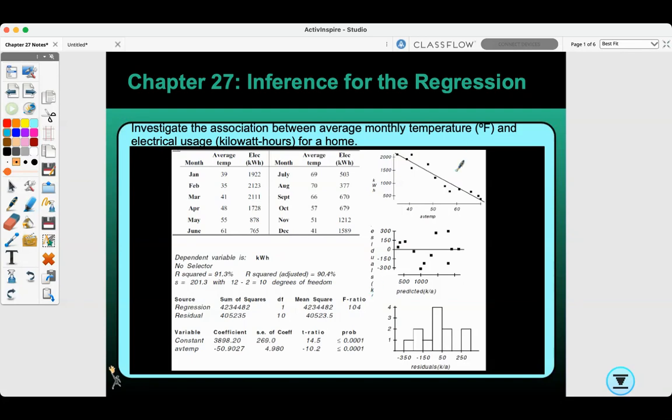Okay, let's first talk about the graphs. This is the graph of the average temp versus kilowatts, and it looks fairly linear. Okay, this is your residuals plot. It's a scattered pattern, doesn't show any pattern whatsoever. And this is a histogram of your residuals. It's unimodal.